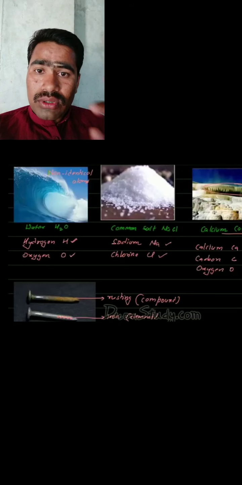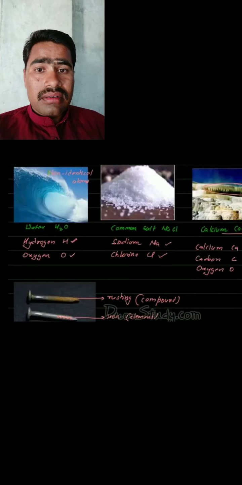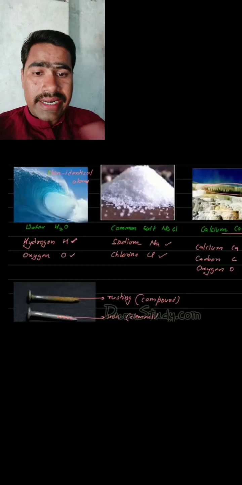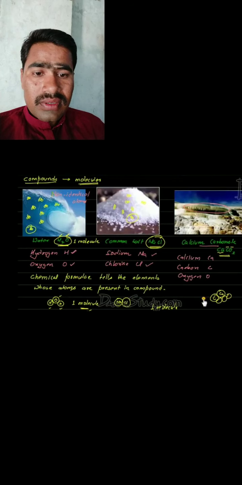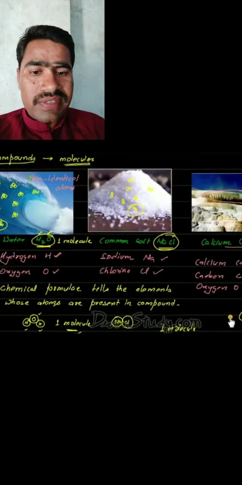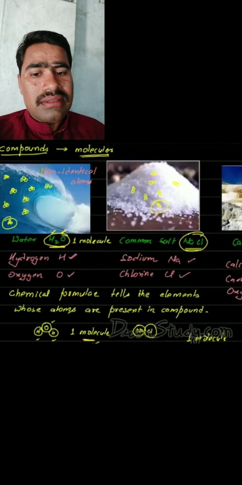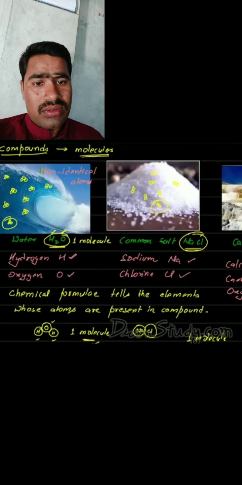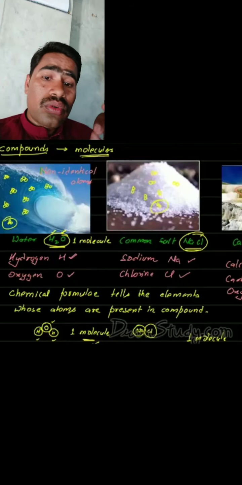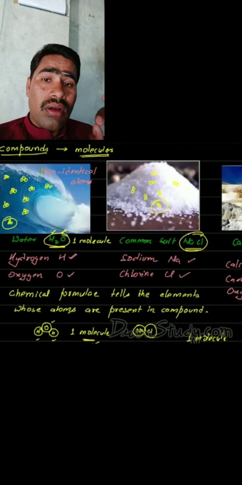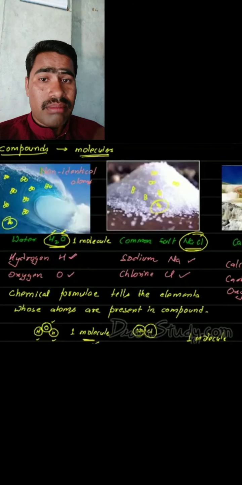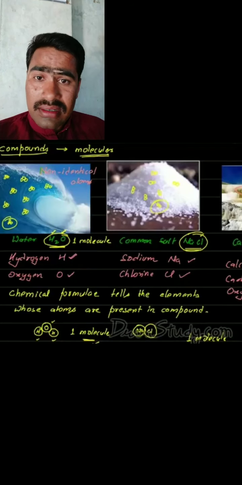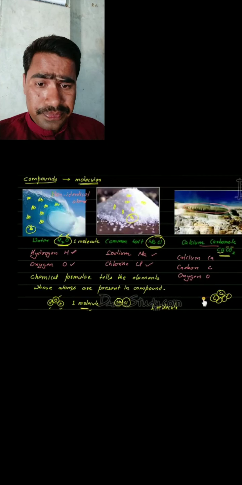I hope this concept of elements and compounds is a little bit clear. Okay, so let us move ahead to the next topic, the chemical formula, what it tells us actually. The chemical formula tells the elements whose atoms are present in the compound. Which elements are in that particular compound? So that's the importance of the chemical formula.